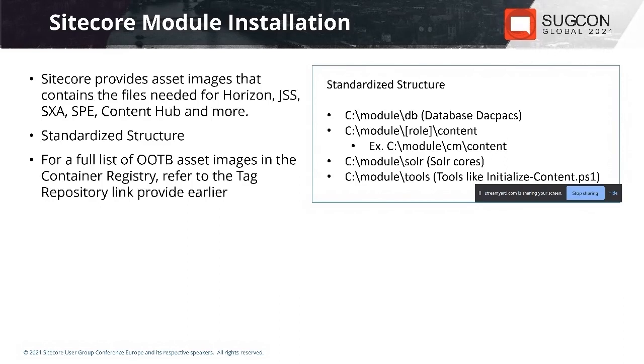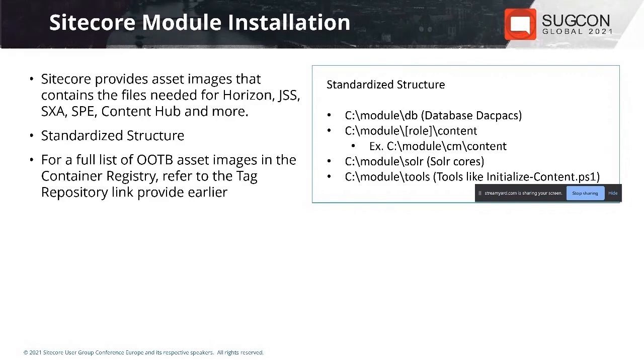There's also documentation on Sitecore where it lists the steps and where you need to install stuff. But really what I want to show here is that there's a standard format to those asset images, and it's always the same. That is detailed here on the right. So any DACPack files that you would have would go in your C:\module\db directory within that asset image.